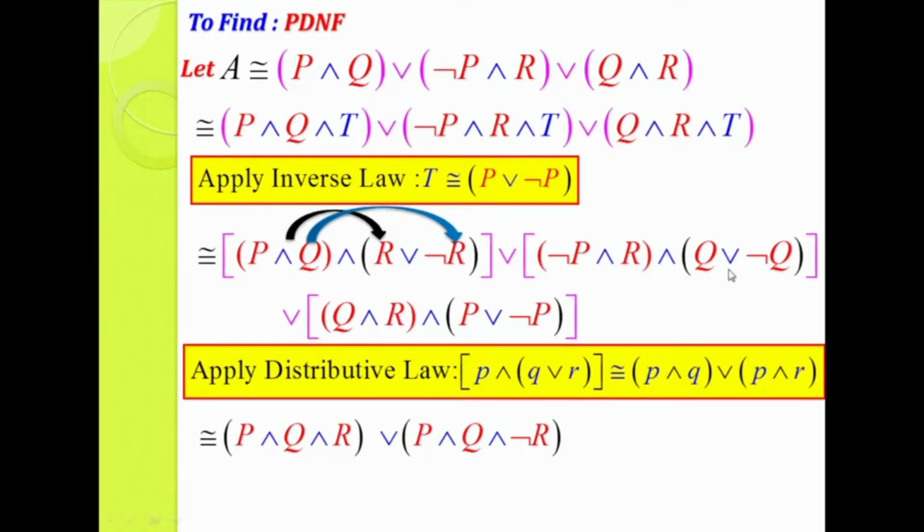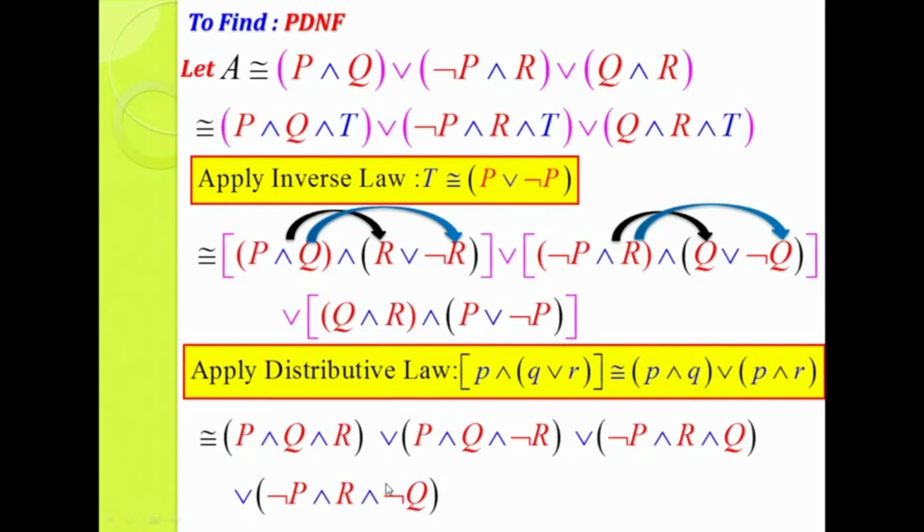Coming to this term, again you consider this is the first term, this is the second term, and this is the third term. Using distributive law, we can write negation P and R and Q. Okay, next you take this R outside. Again you apply distributive law. We get what? Negation P and R and negation Q. We get this term. Okay.